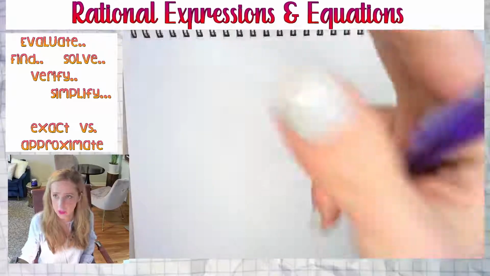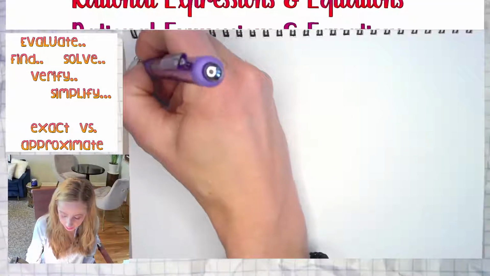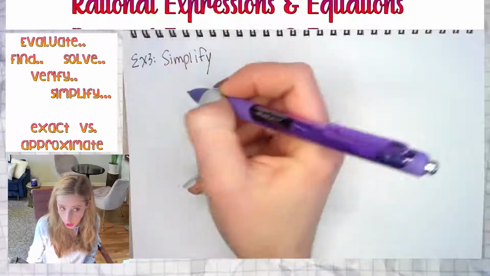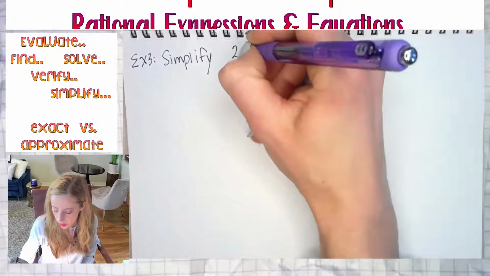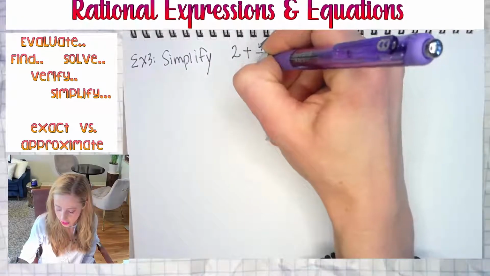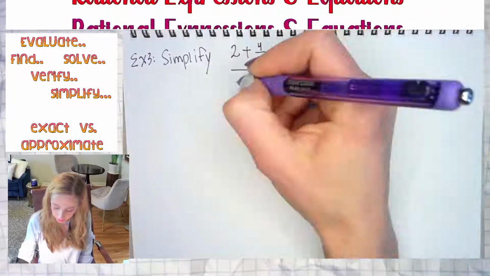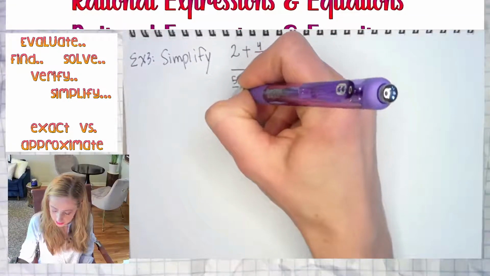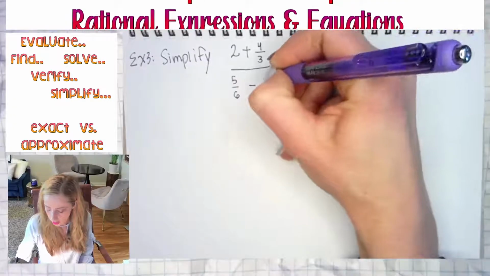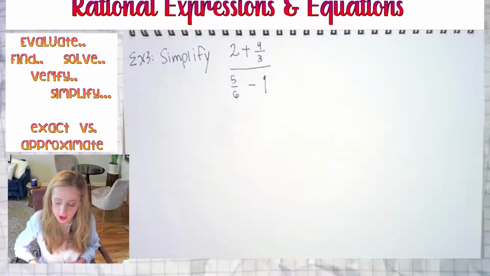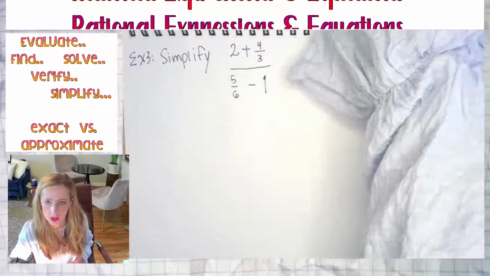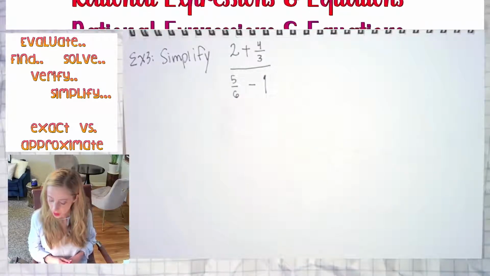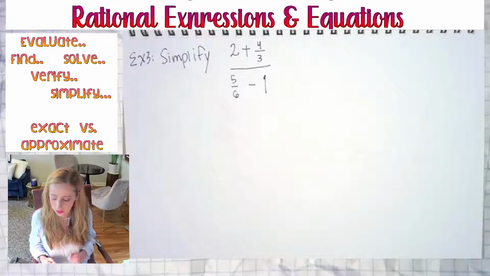Now, let's try something else. We got more time. Example 3. What if I asked you to simplify 2 plus 4 over 3, all over 5 over 6 minus 1? Okay, don't panic. Oh my gosh, what is happening? What is my teacher giving me? Why is she like this? What a big beefy problem, okay? 2 plus 4 over 3 all over 5 over 6 minus 1.